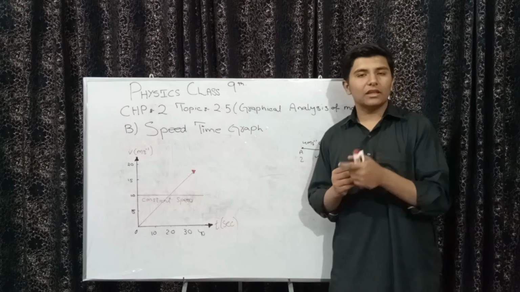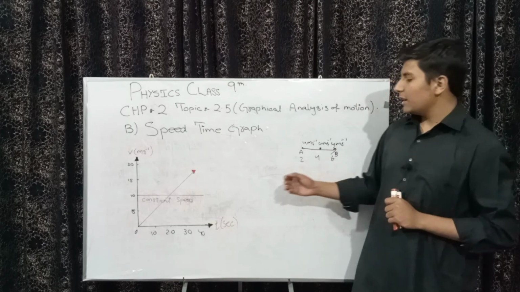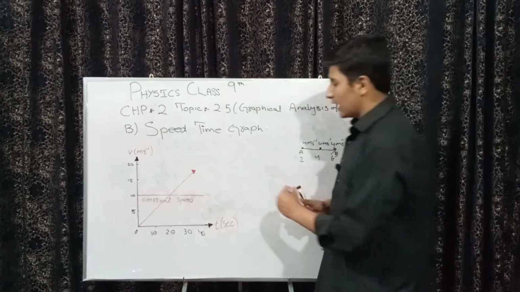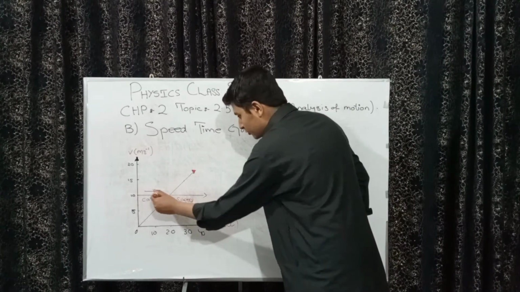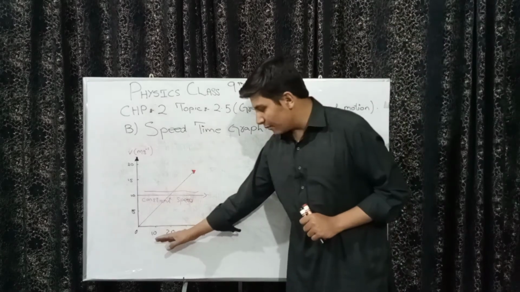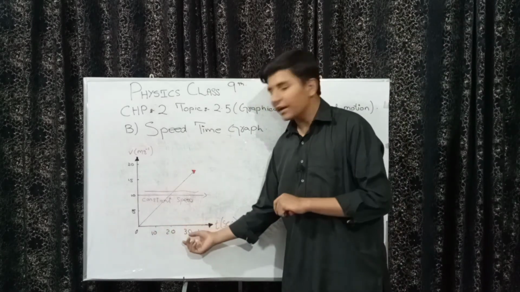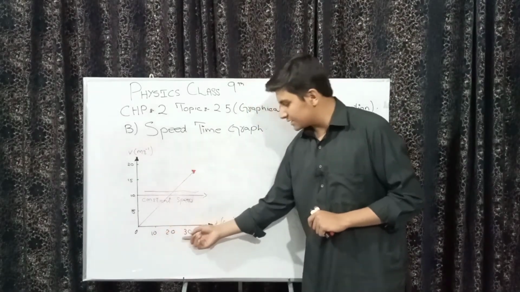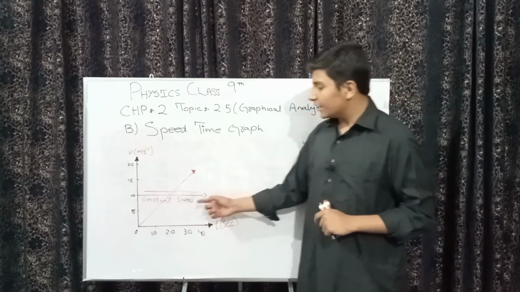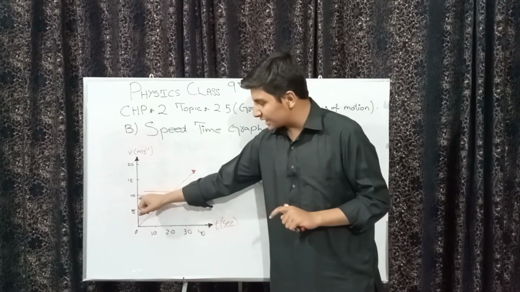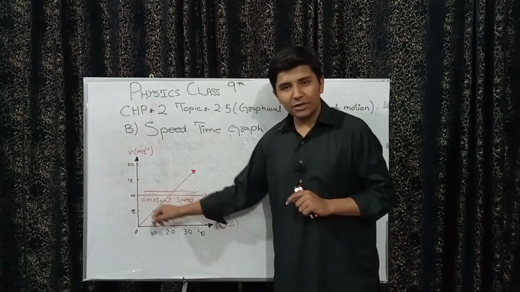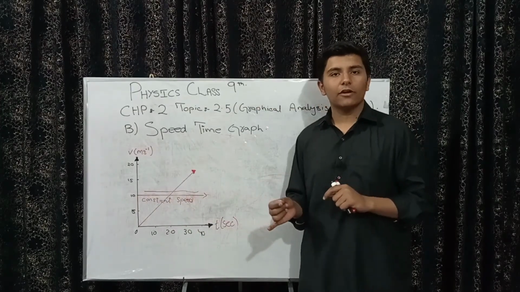So how will we represent it on the graph? It will be like this: the constant speed will be shown by this line. It means that on the x-axis, it is taking time: 10 seconds, 20 seconds, 30 seconds, 40 seconds. But one thing is common, that the object is not changing its speed. It remained at the same speed of 10 meters per second for a long period of time.